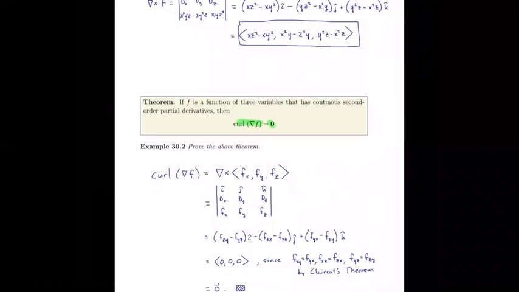Now let's be sure of some things here. F is a function of three variables, so it's a scalar function. When we take its gradient, that becomes a 3D vector, since it's a function of three variables. And now we're taking the curl.